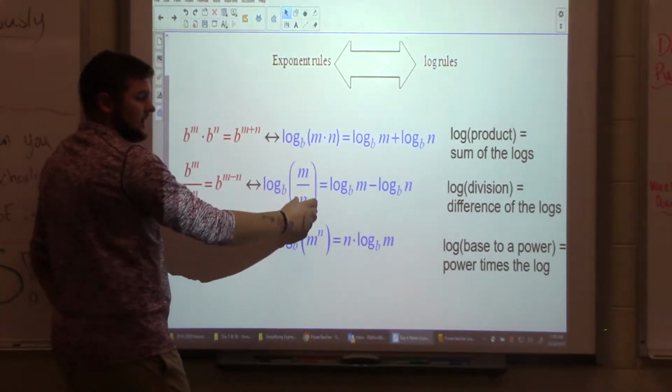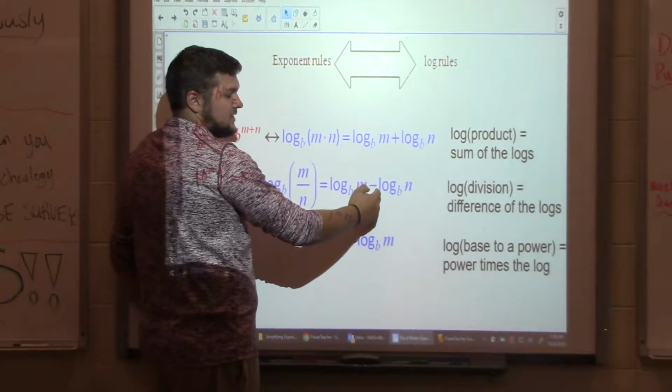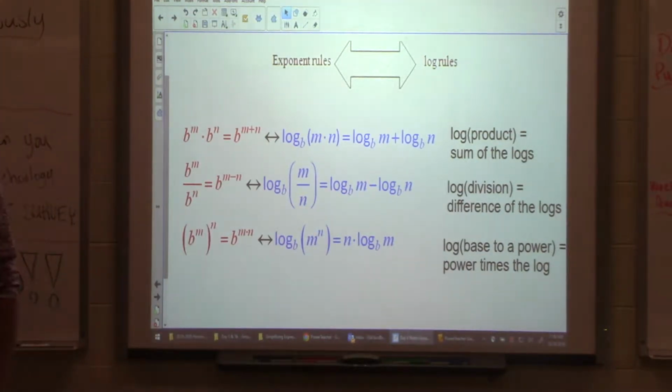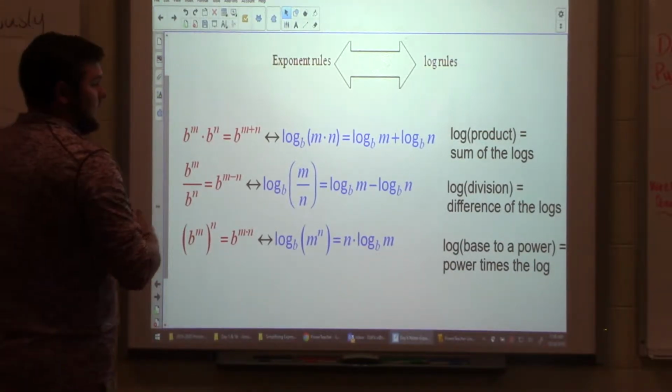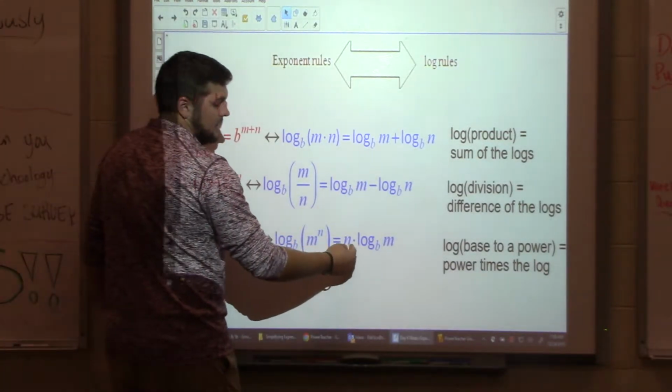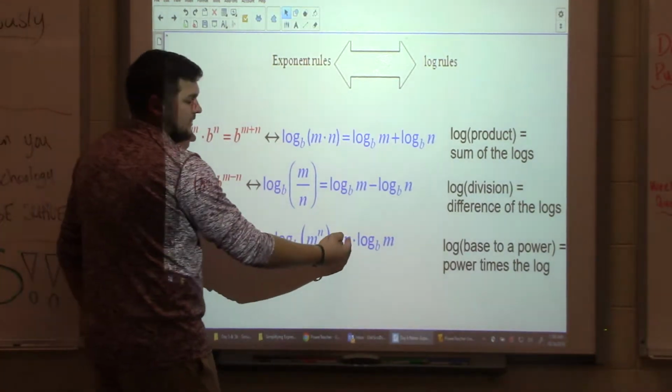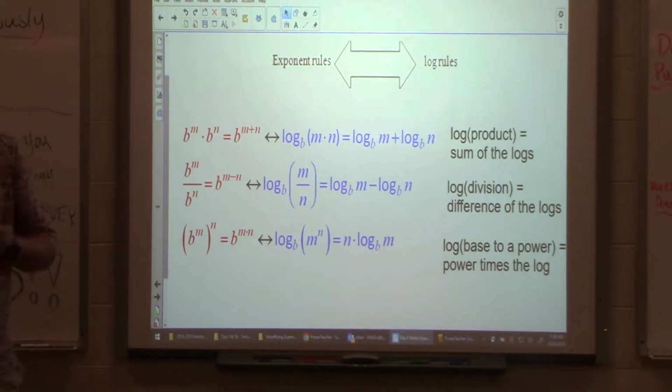Division. m divided by n will turn into the difference of logs, or subtraction. Log of m minus log of n. We'll go both ways with that. Then also, a base to a power becomes the power times the log. So if I have an exponent, I move it out front, and it's multiplied by my log. Now, all three of these rules will be used. Yes, you need to know them.